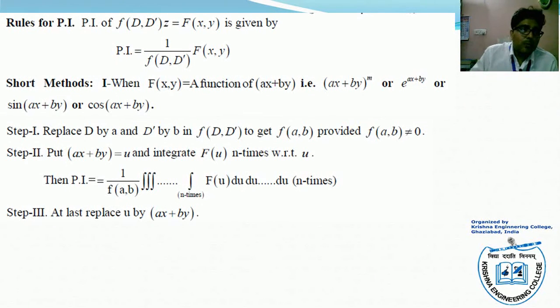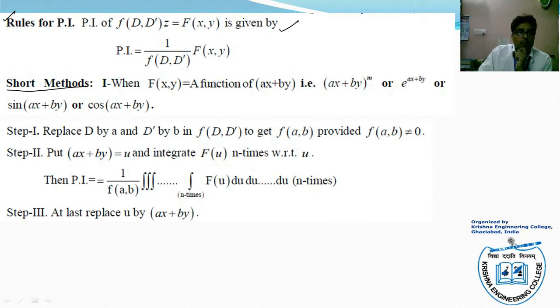Second, now we move to the rules for finding the PI. The given equation is f(D, D')z = f(x, y). Then the PI of this is equal to 1 upon f(D, D') f(x, y). 1 upon f(D, D') is the operator. Clear?